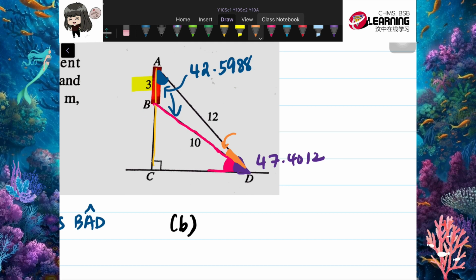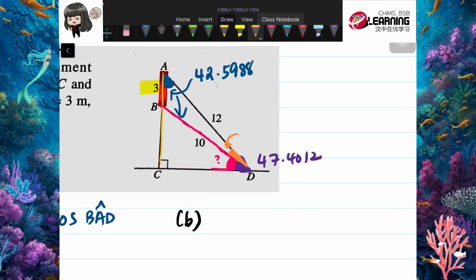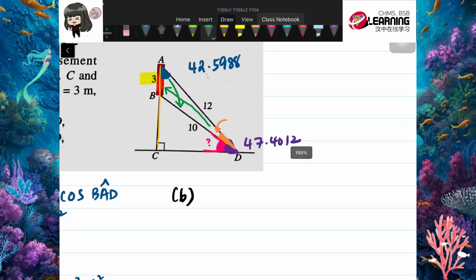Okay, because this is the one that we're gonna find for the final answer. So to find this orange one, what we're gonna do is we use sine rule. Okay, we use sine rule to find. So the opposite of this is 3, and the opposite of this 42.5988 angle is this 10. Okay, so we can use our sine rule.